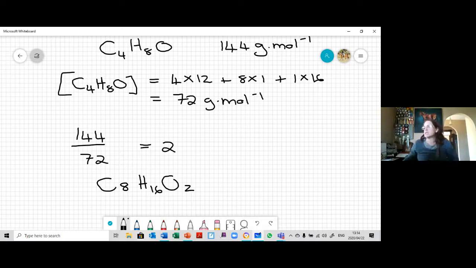I see someone asked if we can work backwards with regards to the empirical formula. You can, I just find it takes a lot of time. So yes, you absolutely can. Just make sure that your maths is sound.